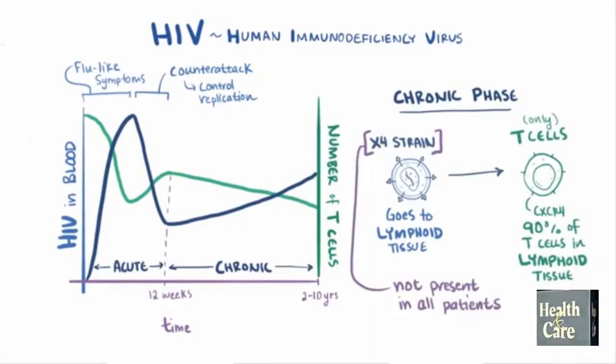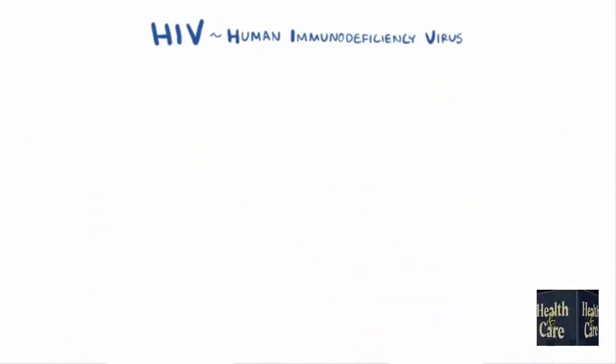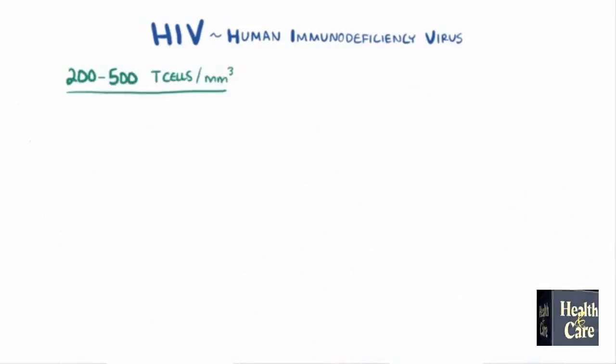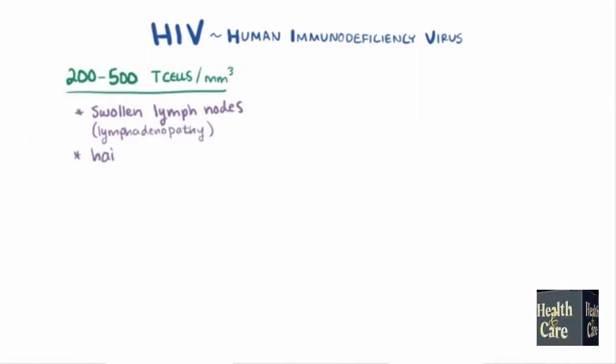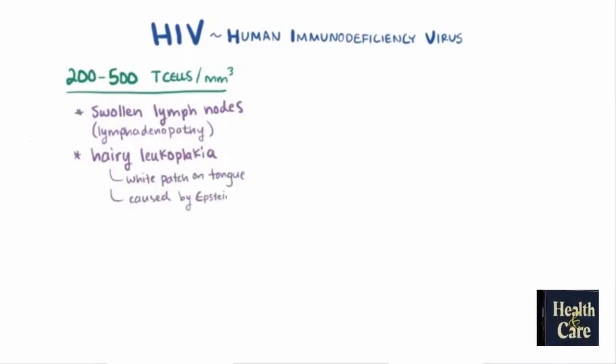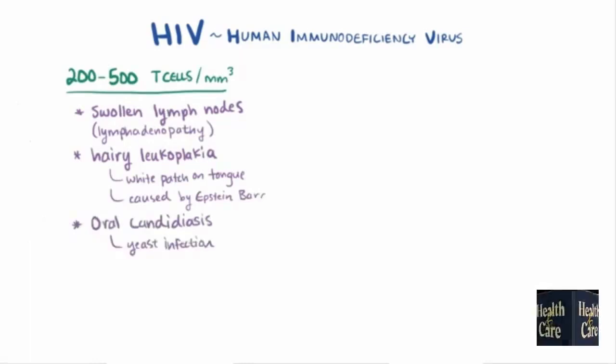Not all patients develop the X4 strain, though, so it's not completely clear what the presence of the strain implies about the disease course. When the body's T cells drop low enough, between about 200 and 500 cells/mm3, patients start experiencing symptoms like swollen lymph nodes or lymphadenopathy, as well as relatively minor infections like oral hairy leukoplakia, a hairy-looking white patch on the side of the tongue caused by the same Epstein-Barr virus that causes mononucleosis, as well as oral candidiasis, a yeast infection in the mouth.